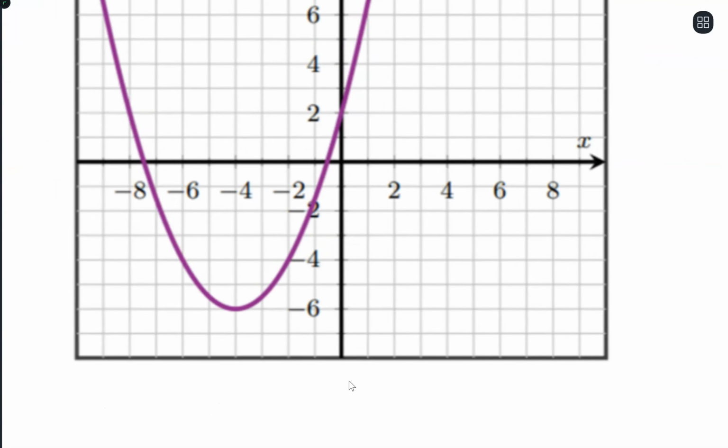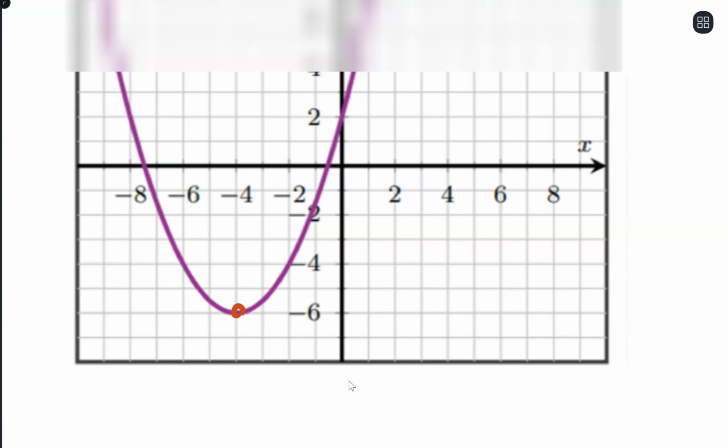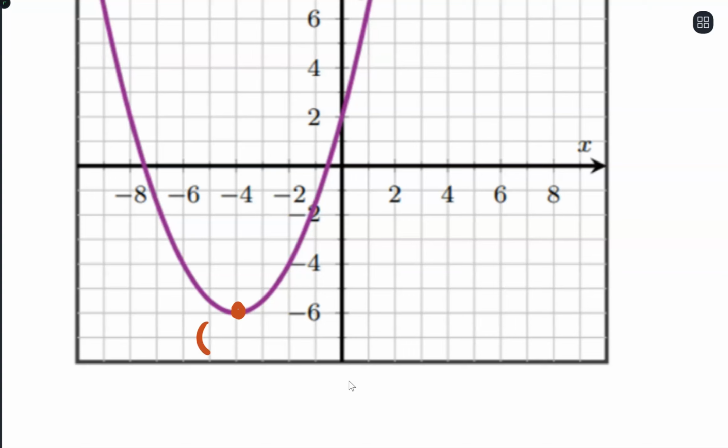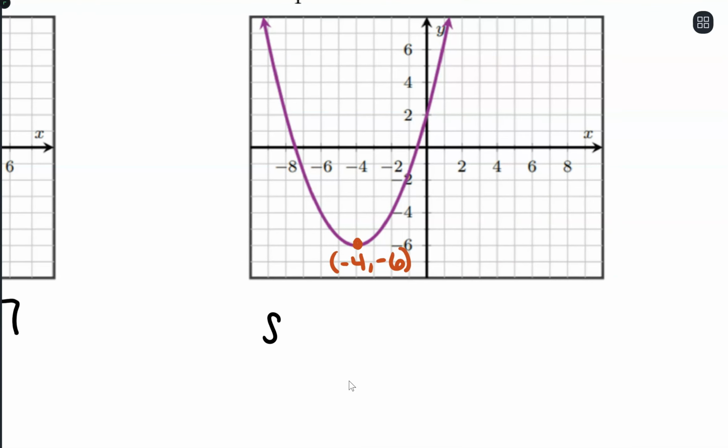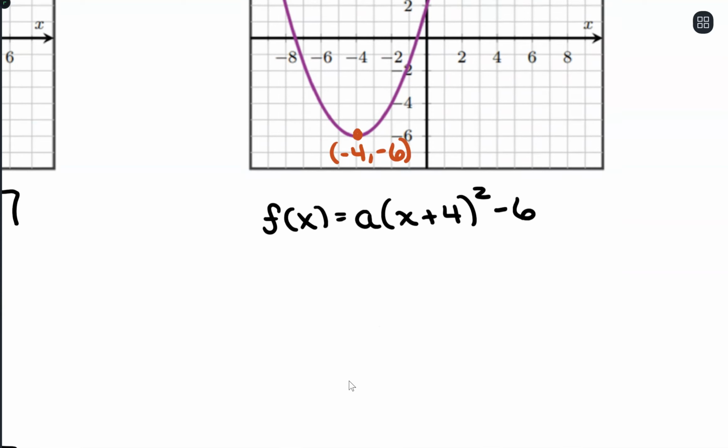All right, for this case here, our vertex is here at -4, -6. So setting up my vertex form, we're going to have f of x equals a times x plus 4 squared. So we'll have a plus 4 because there's a negative 4 x coordinate. And then the y coordinate is a negative 6, so we have a minus 6 at the end. So a times (x plus 4) squared minus 6.